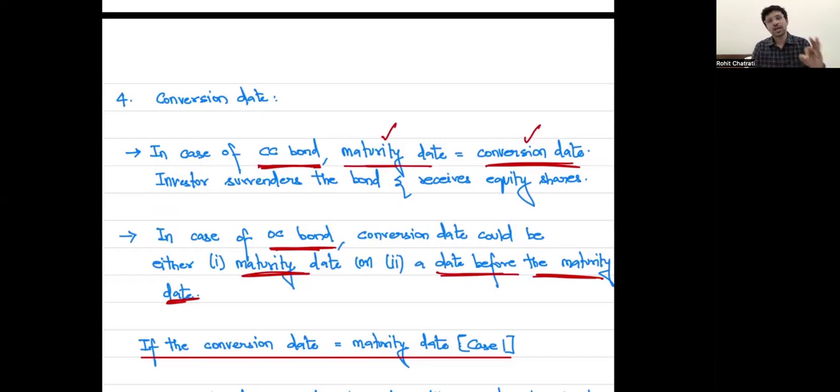Let us say the bond had a maturity of 3 years. At the end of third year, the investor will be given an option to either receive the redemption value or receive equity shares. This is a case where the conversion date is on the maturity date.